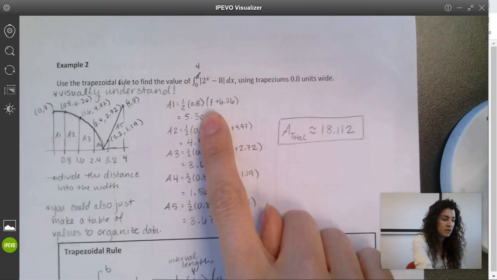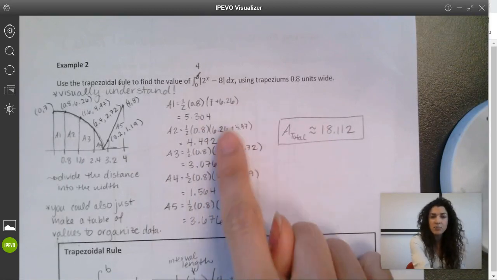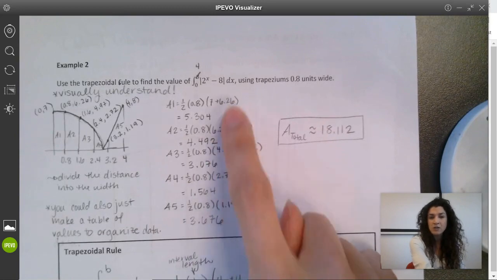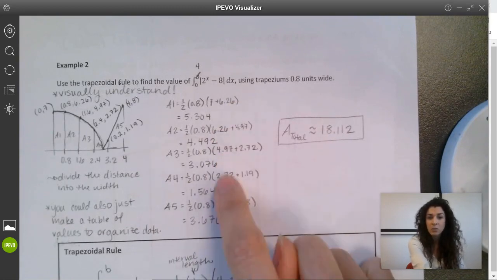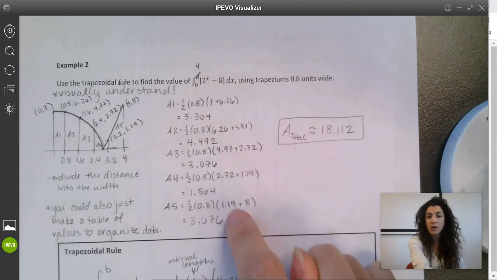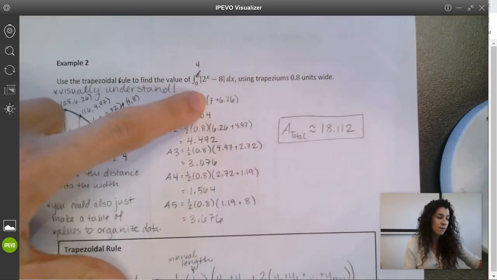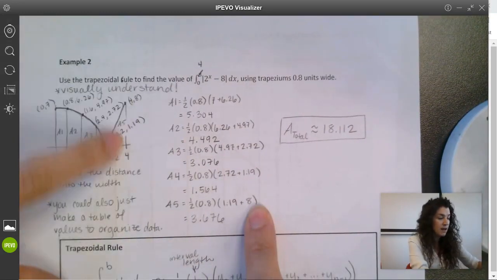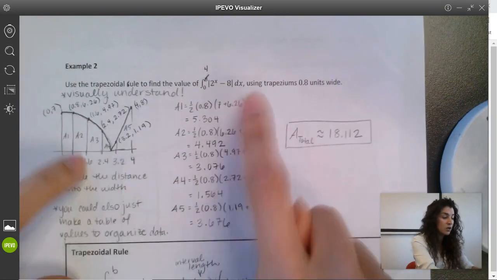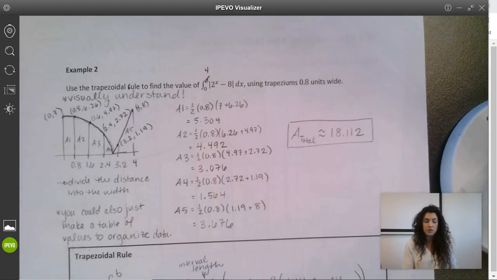And then you added 7 here, and then you added 6.26. And then we always kept on bringing back that last value. 6.26 was added twice. 4.97 was added twice. 2.72, 1.19, they were all added twice. The only ones that weren't added twice were the very first base of 7 and the very last base of 8, right? Everything else in the middle was added twice in order to get these areas of the trapezoids.